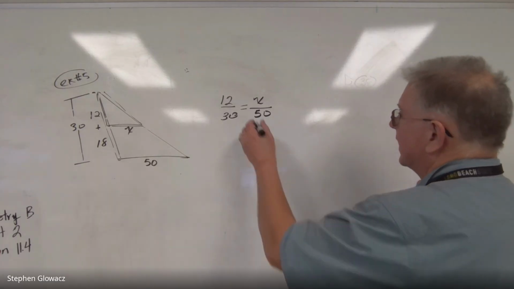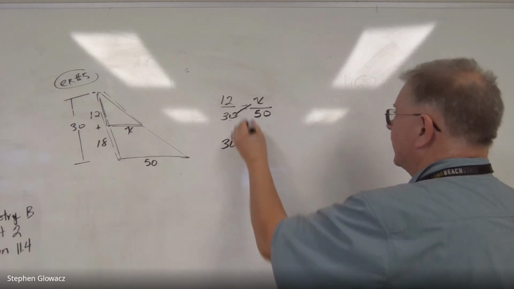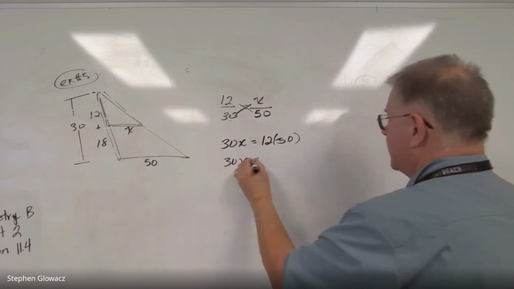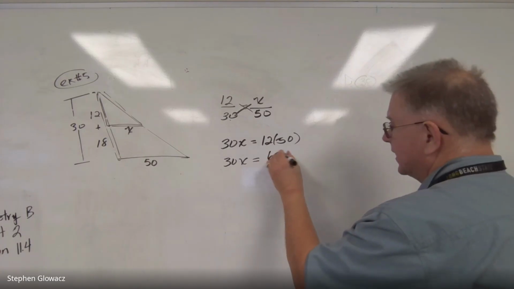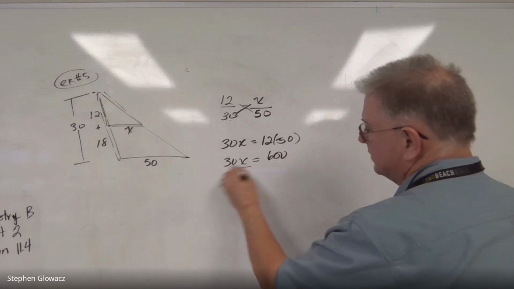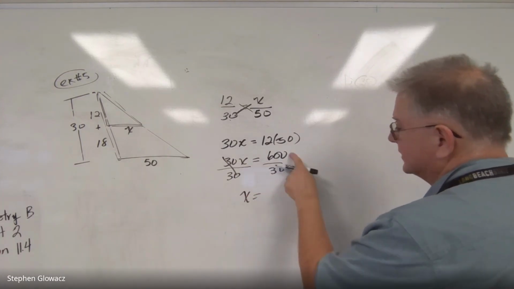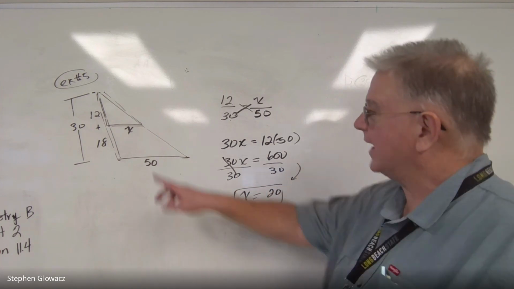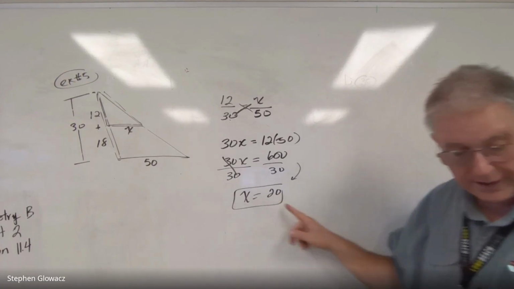So we have 30x, 30 times x is 30x. Going the other way, we have 12 times 50. And then 12 times 50, we multiply that out, and we get 600. And then our final step, x is being multiplied by 30, so we divide 30 to both sides. And 600 divided by 30, that gives us 20. So our answer here, x, the base or bottom of this small triangle, has a length of 20 units.